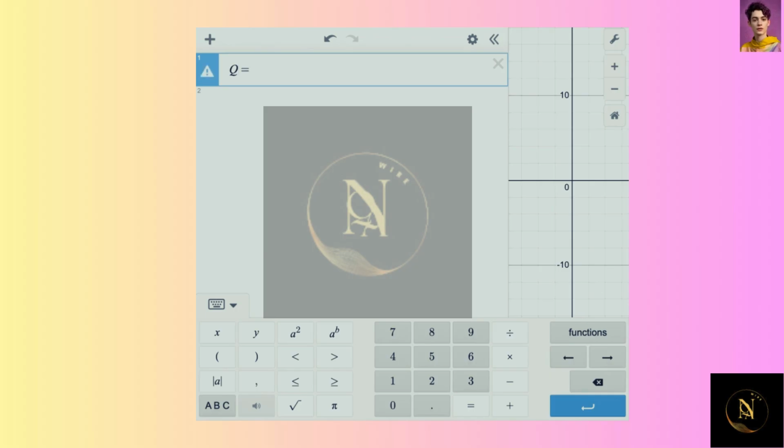In order to find the net charge enclosed by a closed surface, it's going to be given by Q equals epsilon naught times the double integral of E dot dS.